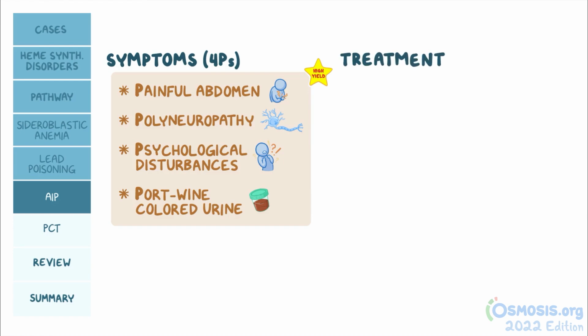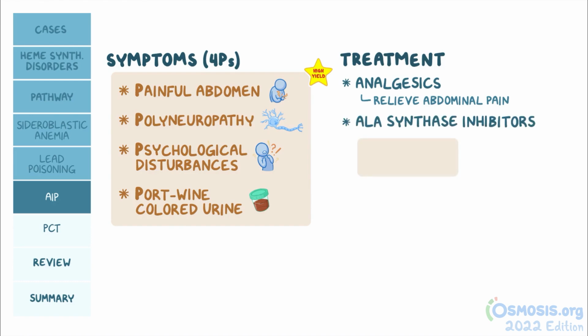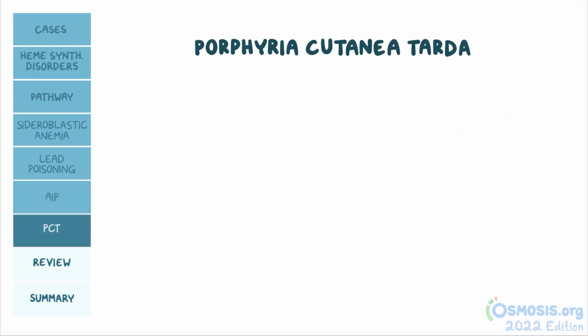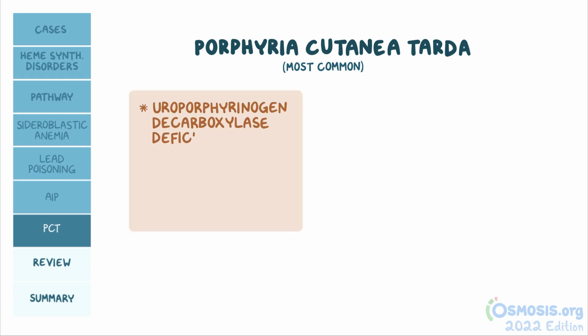Treatment of acute intermittent porphyria includes analgesics to relieve abdominal pain and ALA synthase inhibitors, such as glucose and heme. Finally, let's discuss porphyria cutanea tarda, which is the most common type of porphyria. Now, porphyria cutanea tarda is caused by uroporphyrinogen decarboxylase deficiency that can be genetic or most often acquired, which is usually due to hepatitis C infection.